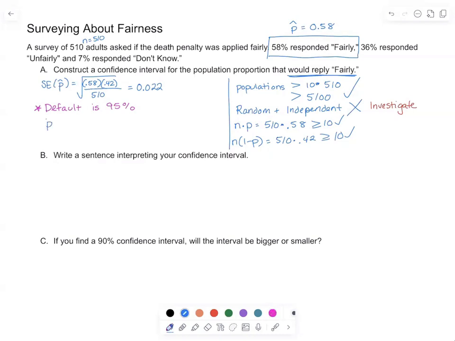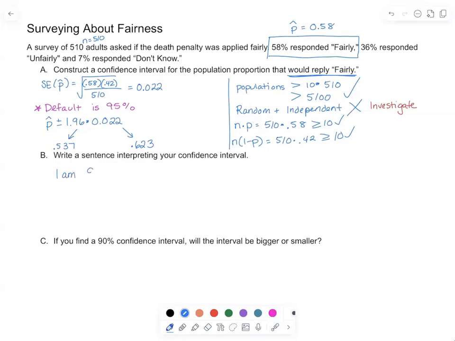So I'm going to have p hat plus or minus 1.96, because I'm doing a 95% confidence interval, times the standard error, which we just figured out is 0.022. And so when I put this into my graphing calculator, I get two numbers. So the lower number is 0.537, and the bigger number is 0.623.